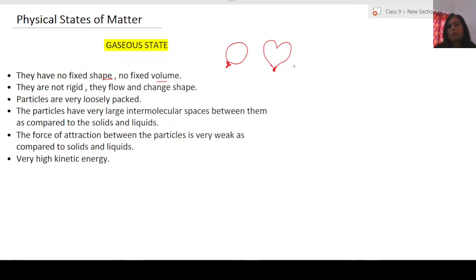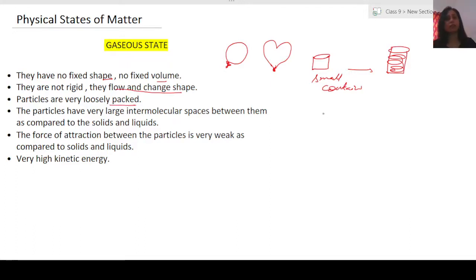For example, if you are transferring a gas from a small container to a big container, you will see that the gas will occupy the whole of the big container, the same gas. So it has got no fixed volume also. They are not rigid, they flow and change shape just like the liquid. Why? Because the particles are loosely packed.